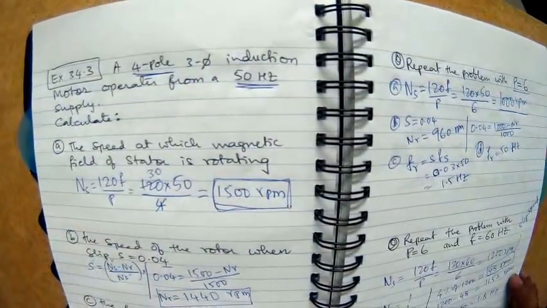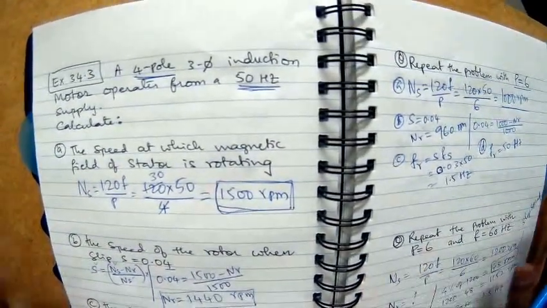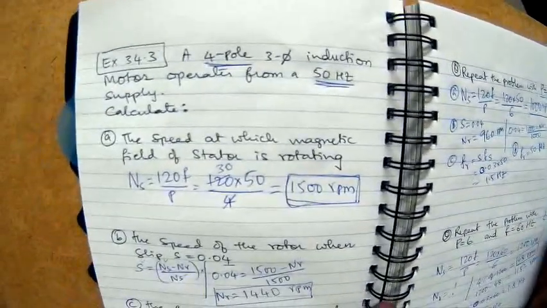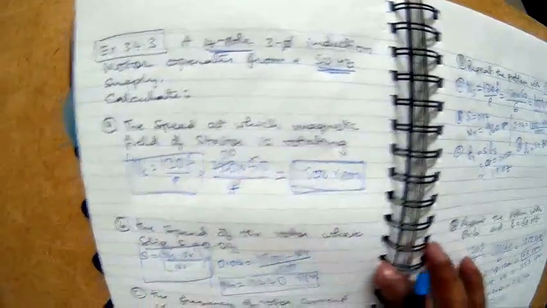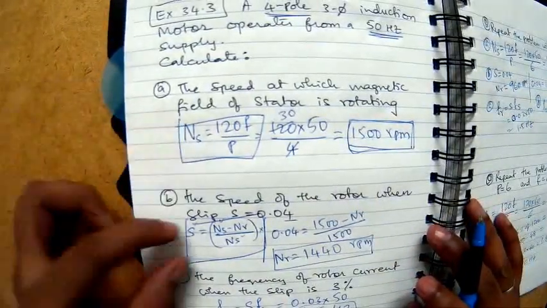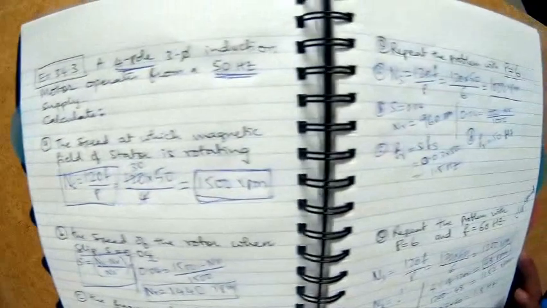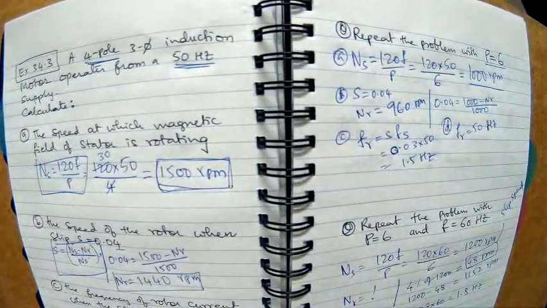Okay. I think very quickly we solved this problem. I hope you understand it. There is nothing complicated. Everything is straightforward. It is just the application of these two equations: the equation of the synchronous speed and the equation of the slip. With this, I'll end this video and we'll see more.